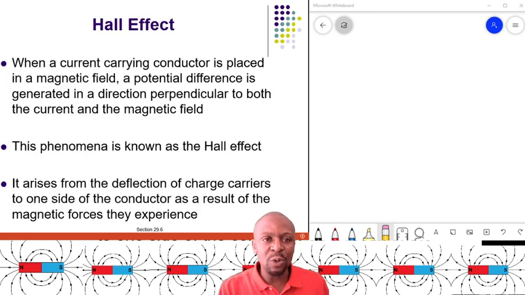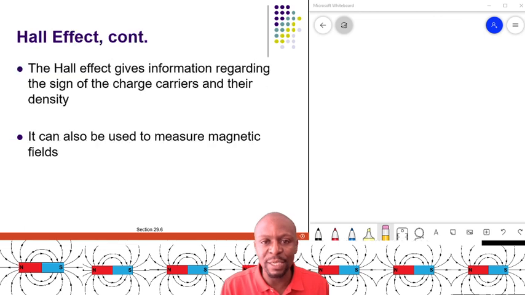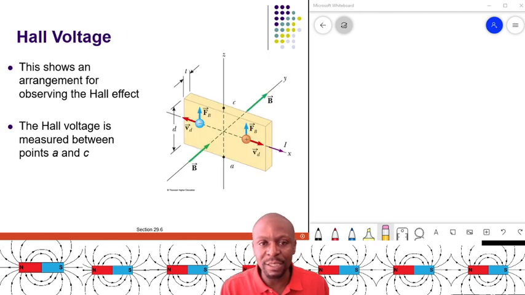Right, now let us also talk about the Hall effect. When a current carrying conductor is placed in a magnetic field, a potential difference is generated in the direction perpendicular to both the current and the magnetic field. This phenomenon is known as the Hall effect. It arises from the deflection of charge carriers to one side of the conductor as a result of the magnetic force they experience. The Hall effect gives information regarding the sign of the charge carriers and the charge density. It can also be used to measure magnetic fields.